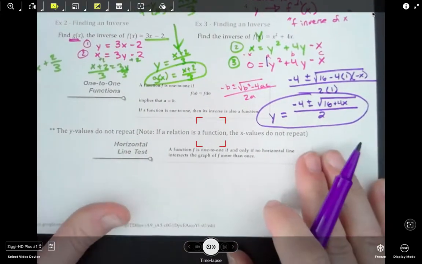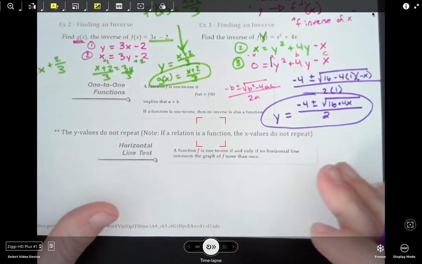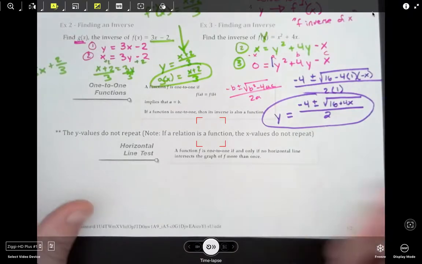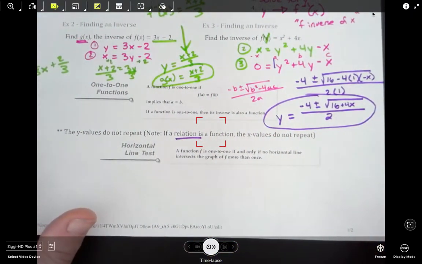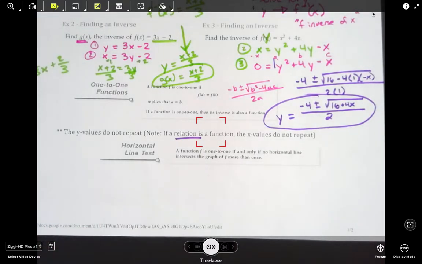Now, some relations are not functions, and I know we've talked about that in this class before. Relations. What makes a relation a function? How do you know, looking at the graph, if the relation is a function? Yeah, you do the vertical line test. We're going to talk about the horizontal line test here in a second. You do the vertical line test.